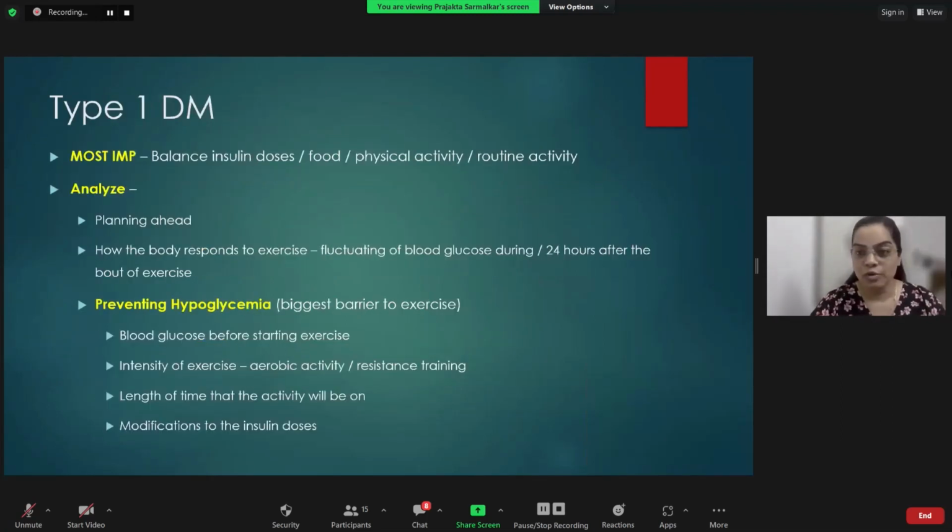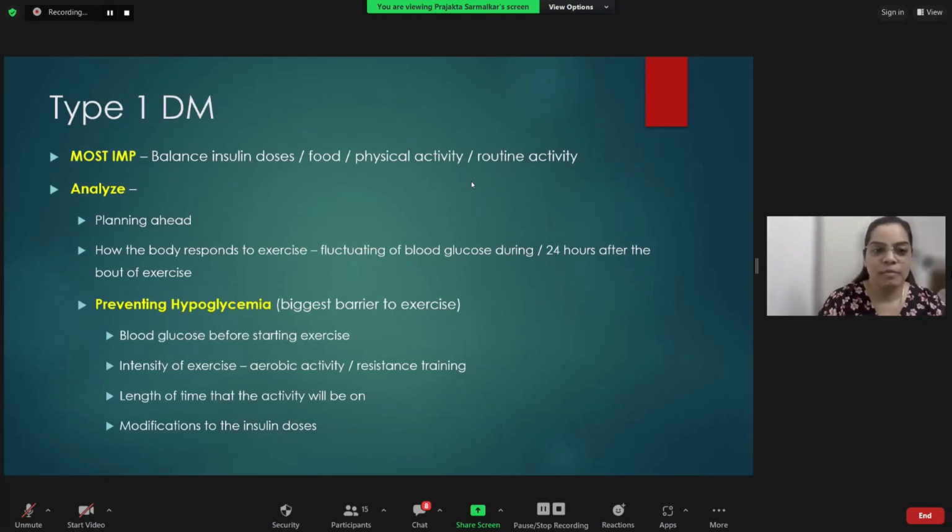What I'm going to do now is talk about each one very quickly and give you all very basic important aspects when we talk about type 1, type 2, and GDM.